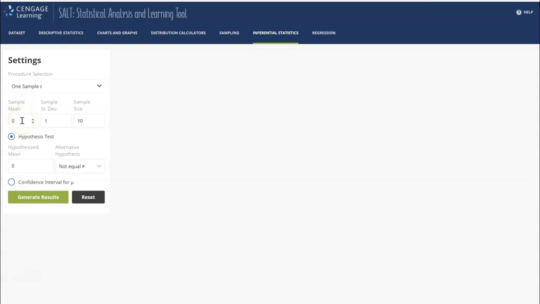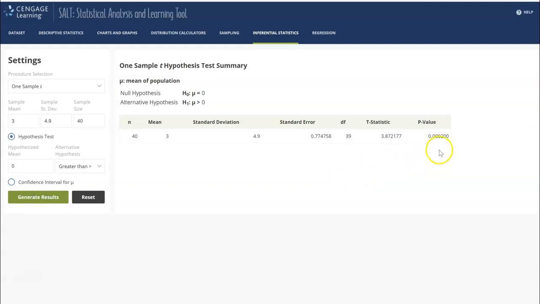Our sample mean is 3. Our sample standard deviation is 4.9. And our sample size is 40. We're doing a hypothesis test that the mean is equal to 0 and the alternative is greater than 0. When we do that, you can see your p-value here, 0.0002. There's the test statistic we came up with.